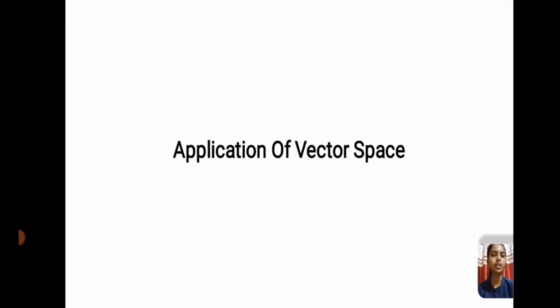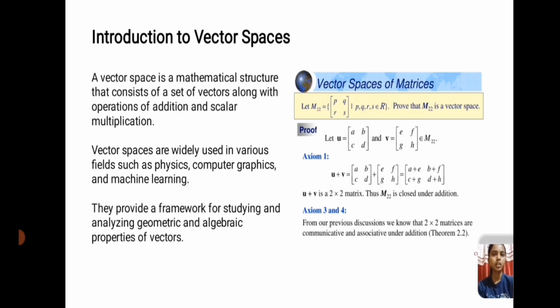To discuss the application of vector space. Introduction to vector space. A vector space is a mathematical structure that consists of a set of vectors along with operations of addition and scalar multiplication. Vector spaces are widely used in various fields such as physics, computer graphics, and machine learning. They provide a framework for studying and analyzing geometric and algebraic properties of vectors.